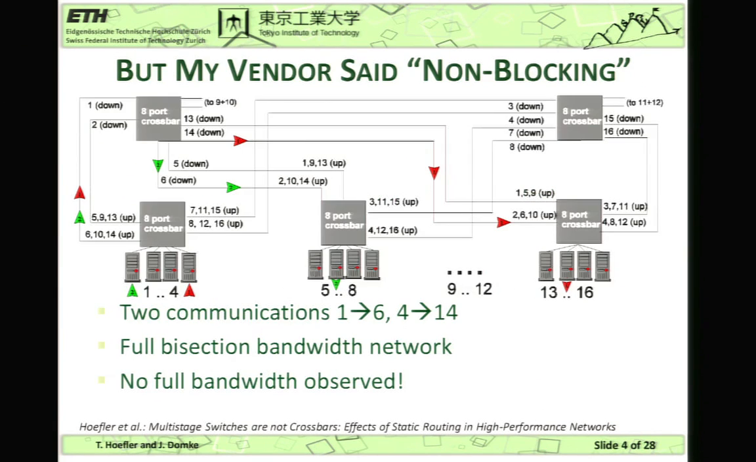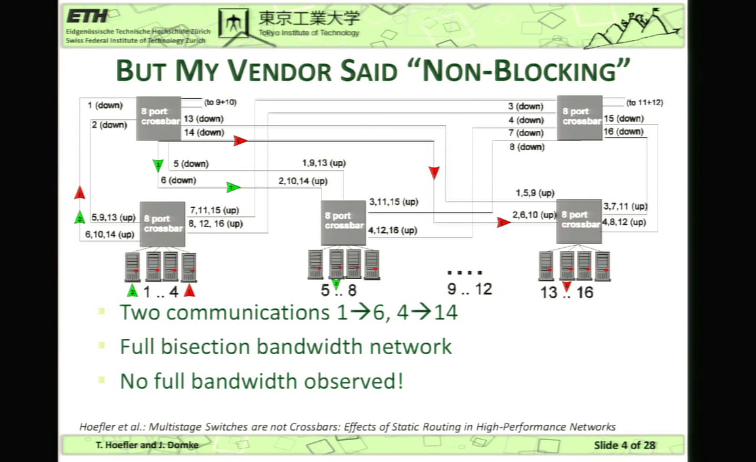Okay, this is just a small example to show you that it actually happens in practice. What's the setting here? The setting is we have 8 port crossbars. Let's just assume this here because InfiniBand switches actually have 24 or 32 ports, but that's much too complicated to draw.